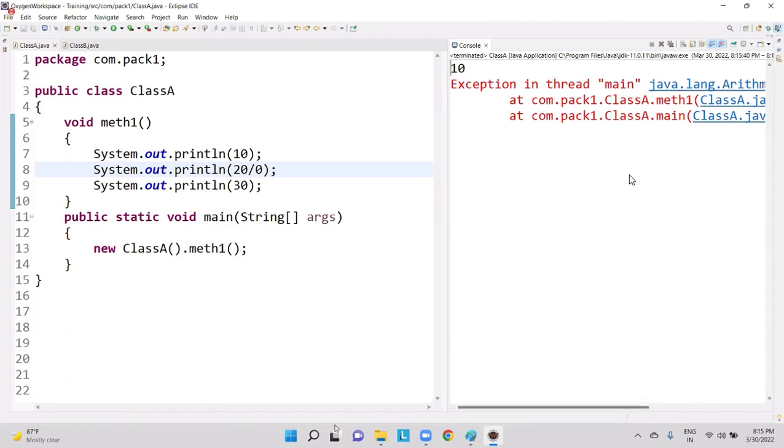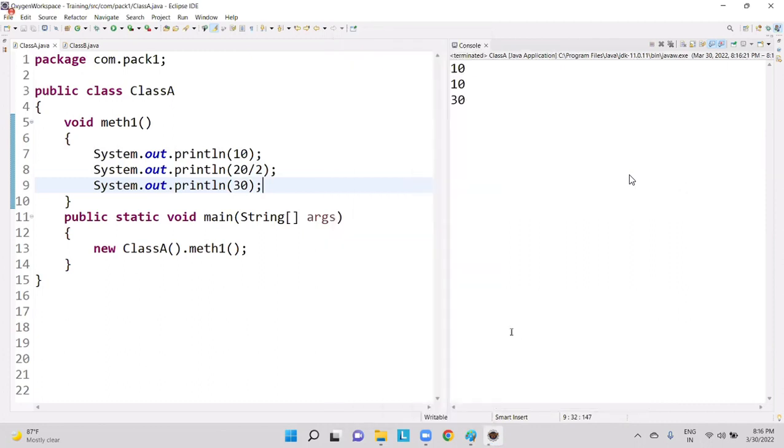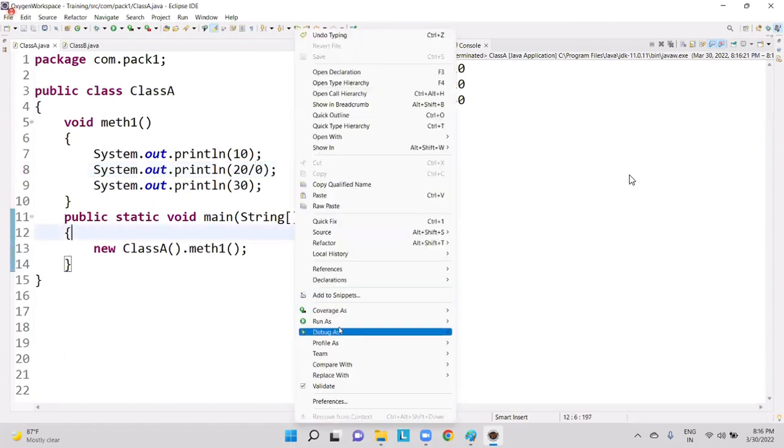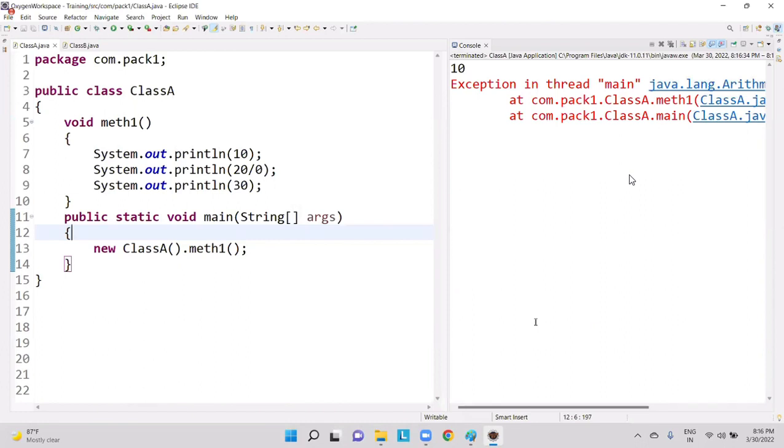Now, most of the time, if I am in your situation, I'll get a doubt: sir, if 20 by 0 gives an exception, why don't we write 2? If we write 2, there will not be any exception. Am I right or wrong? Yes, there will not be any exception. Why can't we change our data like that? Why are you writing 0? Did you get the doubt, guys? Why are we raising an exception?